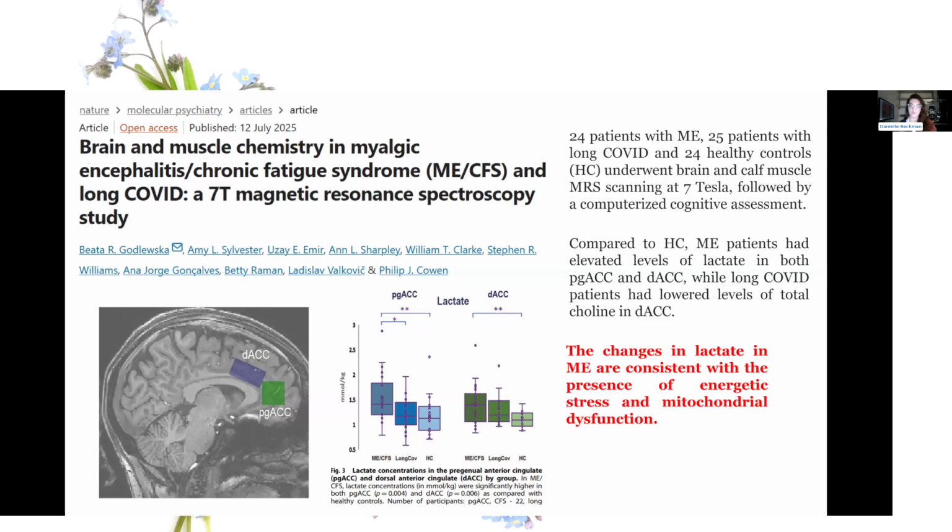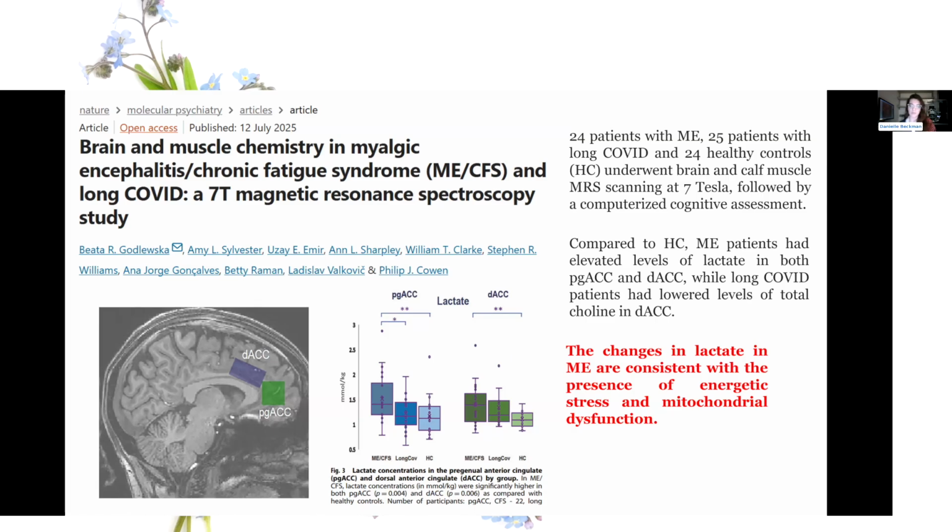So this study is basically just looking at 2 regions in the frontal cortex of patients, 25 ME patients and 25 long COVID patients. And what I think is fascinating is that they have disruptions compared to controls, but the disruptions are different. So there is overlap between the diseases, but they are not exactly the same.